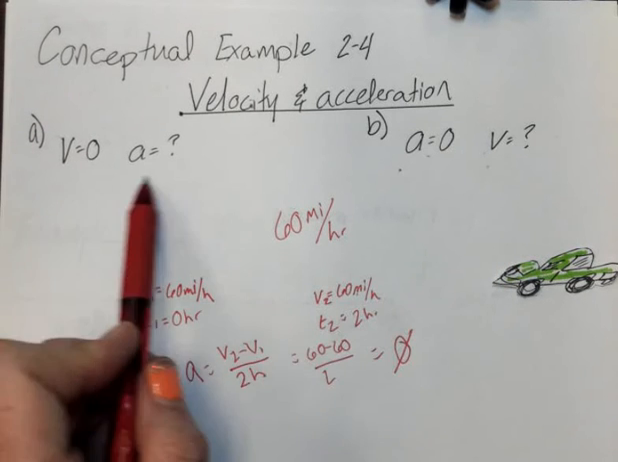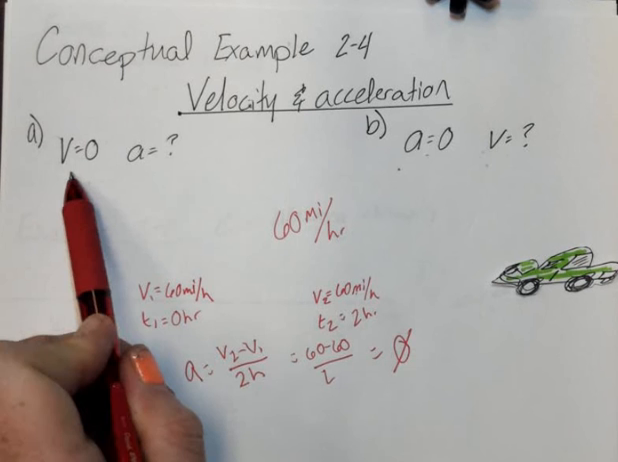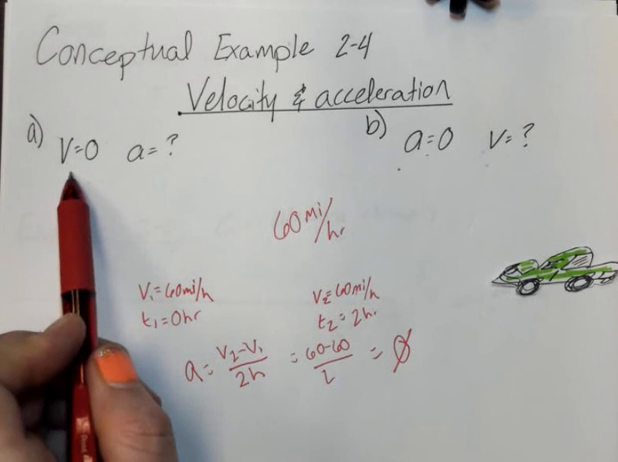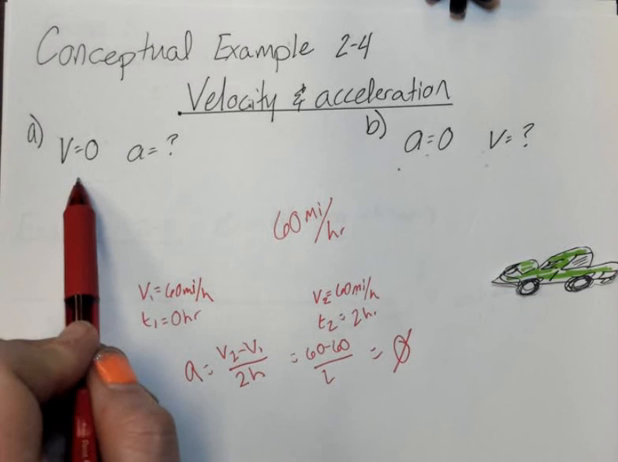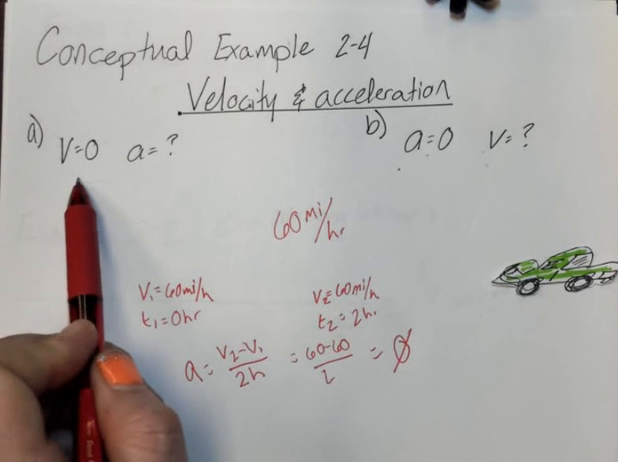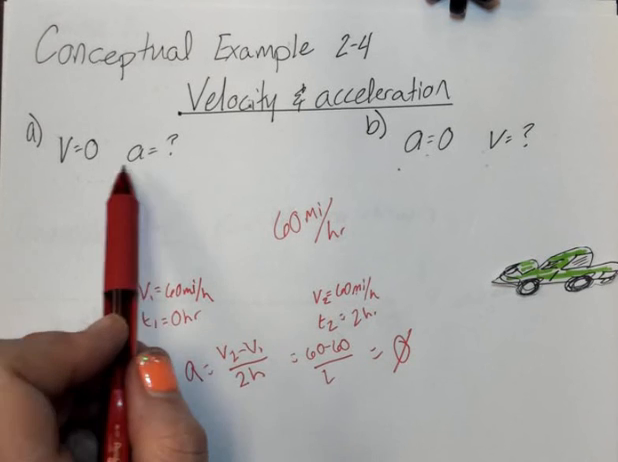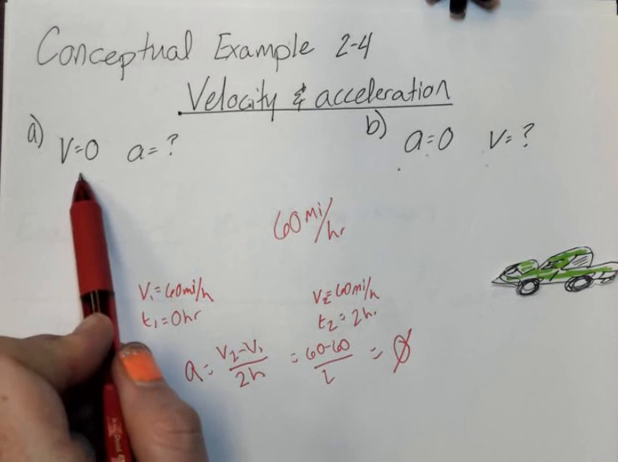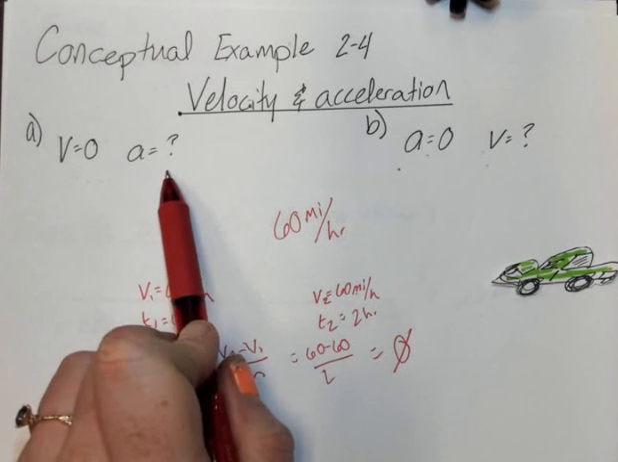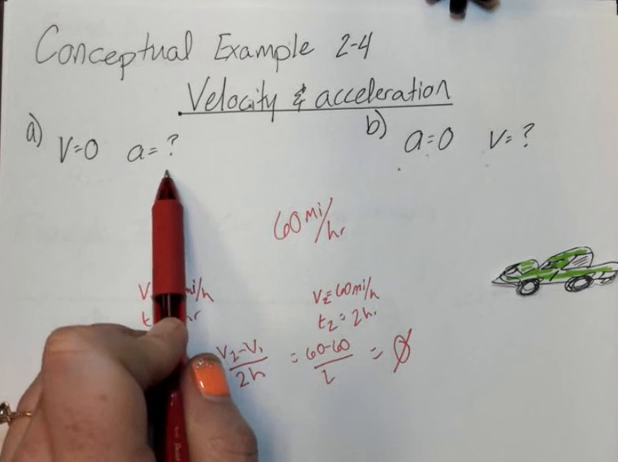Here you have to think a little bit more. Anytime something starts from rest, its velocity is 0. Anytime anything comes to a rest, its velocity is 0. If it stays at rest, then its acceleration isn't changing. But if it's leaving rest or coming to a rest, its acceleration is not 0 because the velocity is changing.